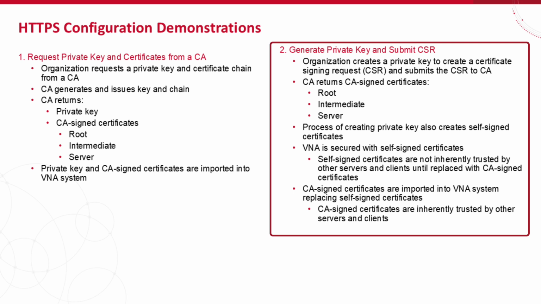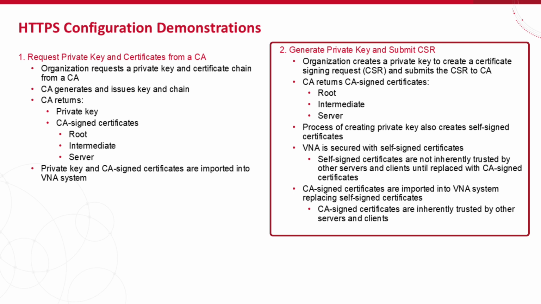To resolve this issue, we will use the private key we generated to create a certificate signing request, or a CSR. The CSR is sent to a CA, and the CSR contains the private key we generated. The CA will use the private key to generate the CA signed, root, intermediate, and server certificates. The CA will not return a private key, as we provided the private key in the CSR.